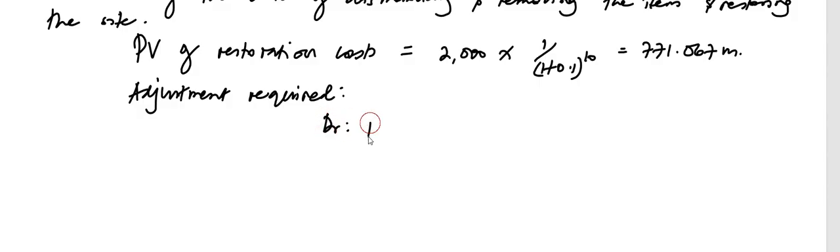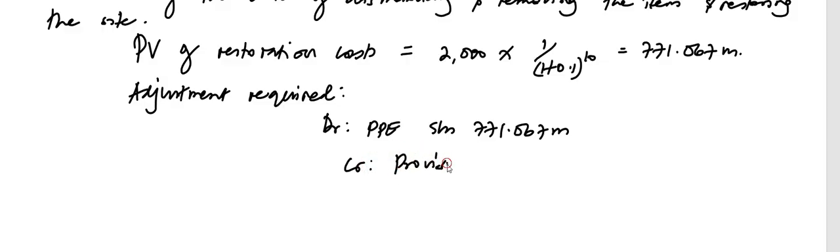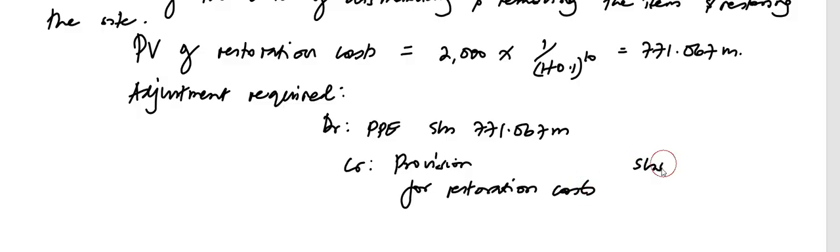We are to debit PPE by 771.067 M, and then we have to credit provisions for the restoration costs. That is 771.067 M. That's the adjustment required.